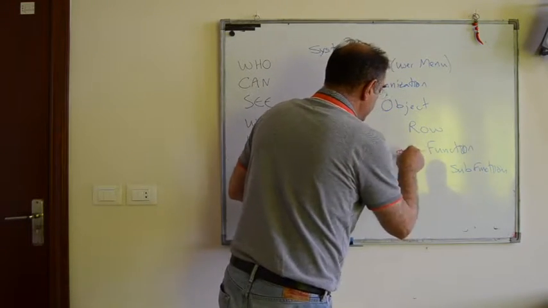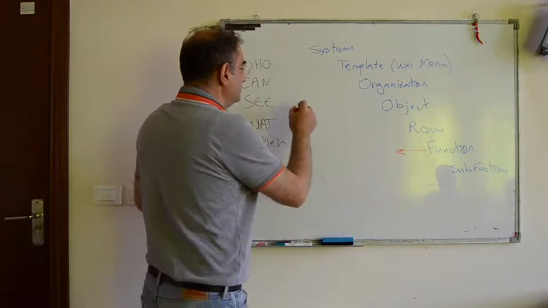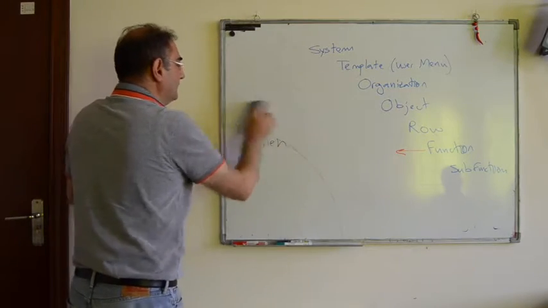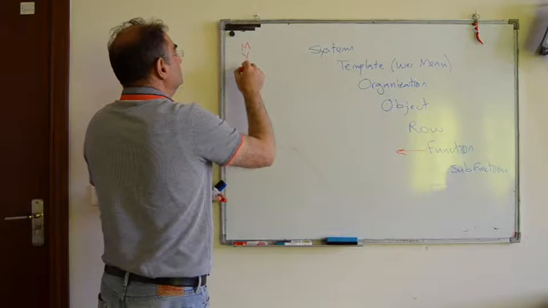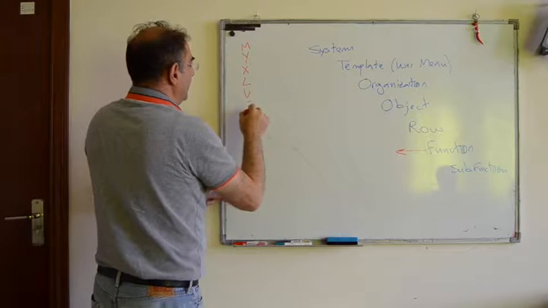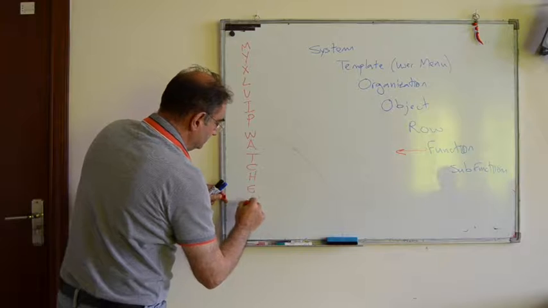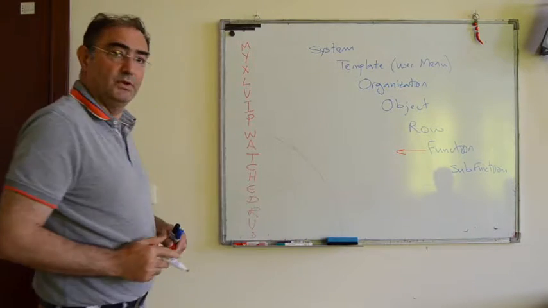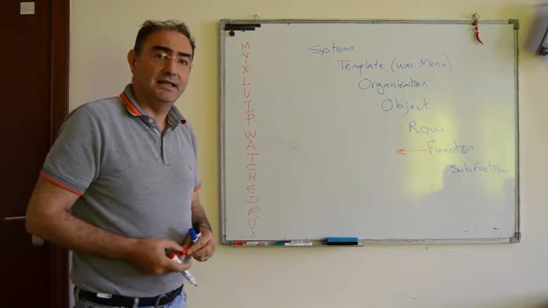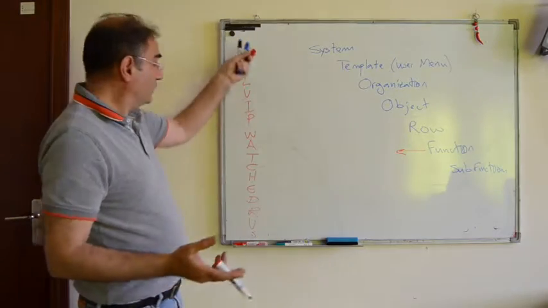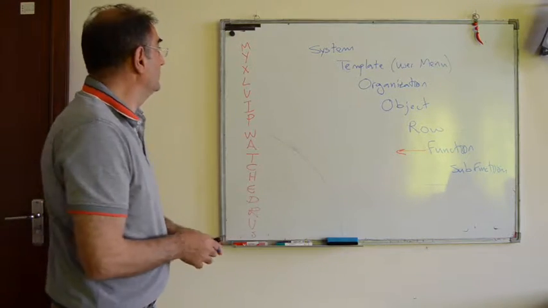We're going to talk about functions. We have an acronym for functions called MYXLVIPWATCHERDUS. Why do we say that? To be able to remember what functions are available in Prosper. These are all the functions that are available in Prosper, and let's write what these functions are.